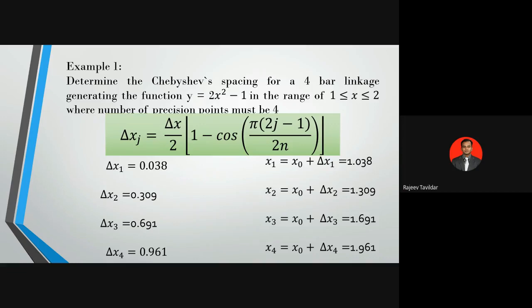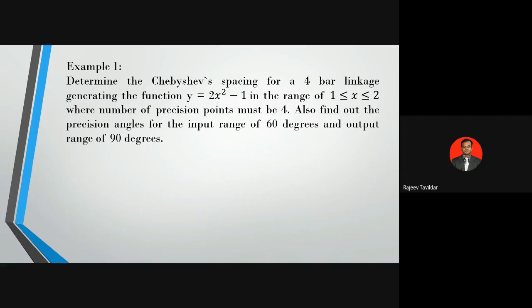Okay, now in the next slide, I'll slightly modify this problem and add some additional points to it. Here, I've kept the initial statement the same, to determine the Chebyshev spacing for a 4-bar linkage. I've kept the function also the same, y equal to 2x square minus 1. The range is also retained, between 1 to 2, and the number of precision points is also retained, 4. In addition to this, what we have asked is to find the precision angles for the input range of 60 degrees and output range of 90 degrees.